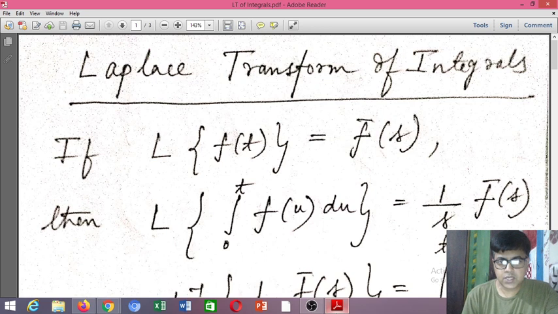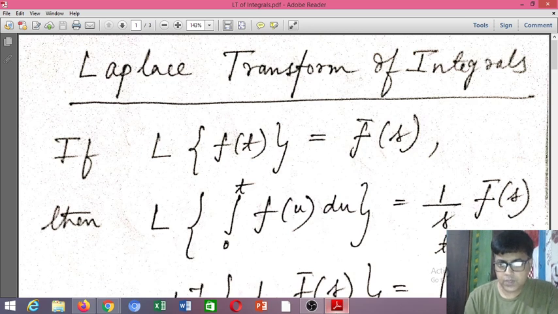Now on today's lecture we are going to discuss the Laplace transform of integrals. In the last lecture we have gone through the Laplace transform of derivative, another very important property of Laplace transform. And so today let's go through how to find the Laplace transform of an integral. Now we start with the theorem of the Laplace transform of integral.